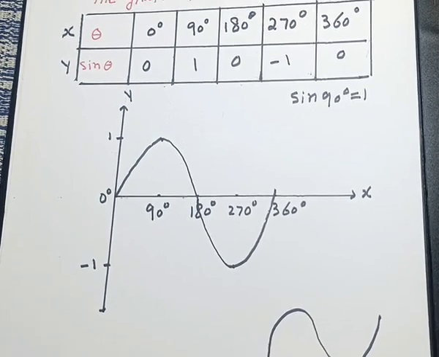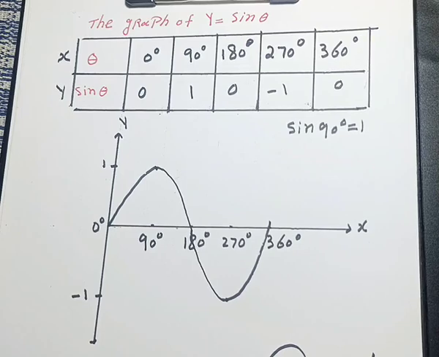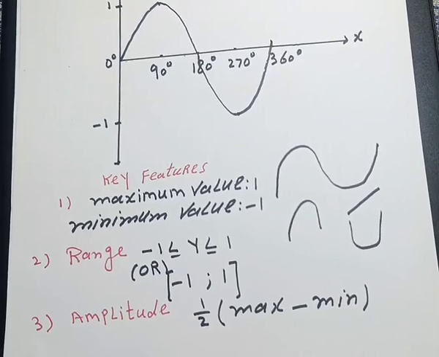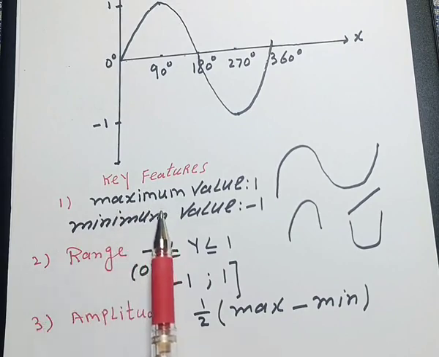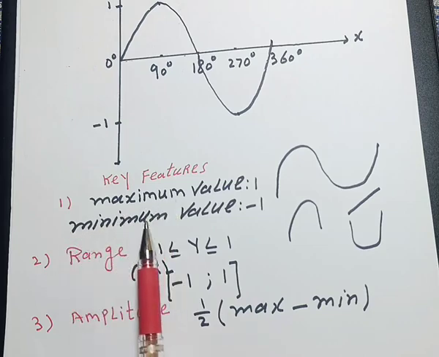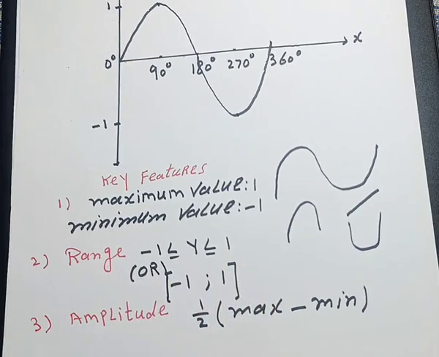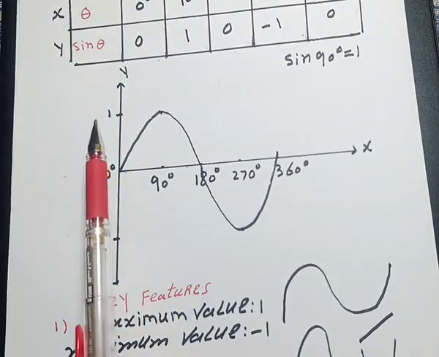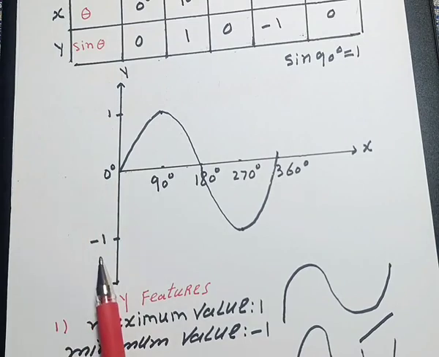Now we need to learn the key features of this graph. The shape is always going to look like this, and I'm going to write down the key features and explain them to you now. I don't want the video to be too long, that's why I write this to show you. These are the main key features of this graph. The maximum value is positive 1, the minimum value is negative 1.